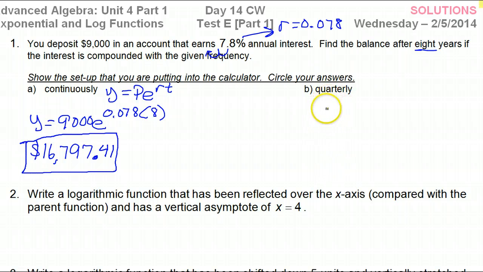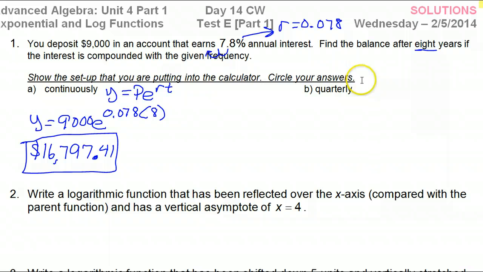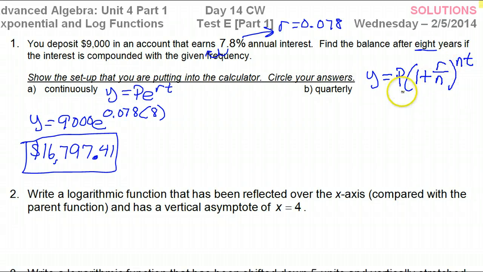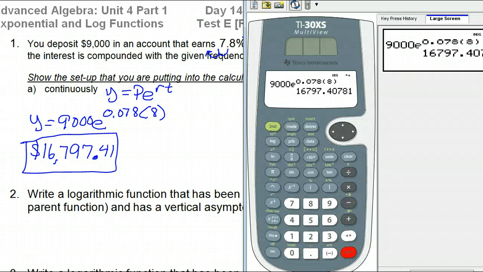Alright, similarly for this one, we're going to need the other formula. It's not continuous. Alright, so we're going to be using this formula. So I'm going to go ahead and copy down the formula itself first. So that is y equals p times 1 plus r over n to the nt power. Okay, quarterly, so that means n equals 4. Alright, so here we go. So that'll be y equals 9,000 times 1 plus 0.078 over 4 to the 4 times 8 power. N and t. T is still 8 years. So again, on the test, you would just write this down for your answer. But we will go ahead and do it since we have the calculator.